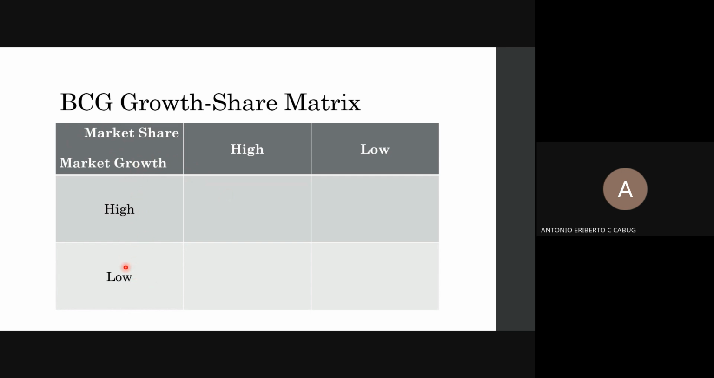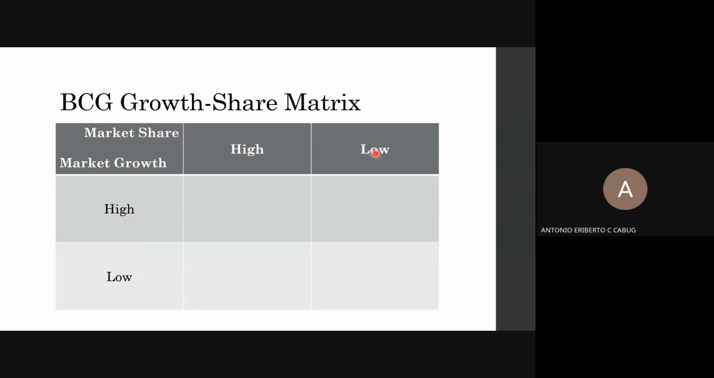In the rows are the market growth, which can be high or low. Is the market as a whole still growing? Are there still an increasing number of customers, a significant increase in customers? Additional customers per period, it can be high or low.